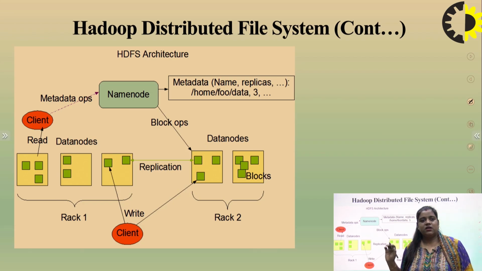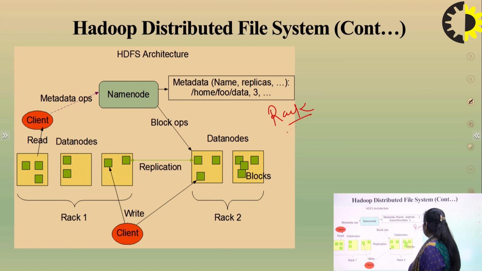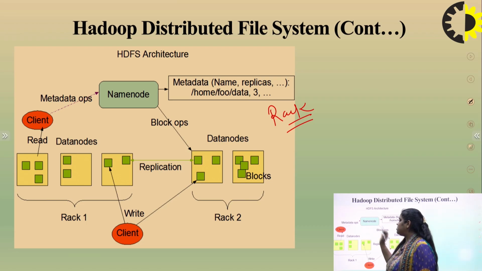After that, in the HDFS architecture, we use one more component, that is known as the rack. What is a rack? A rack is available on a local disk. For example, if a user sends a request to the name node to read a particular file, what will the name node do? First of all, it will divide the particular file into different smaller blocks and assign those blocks to the data nodes.